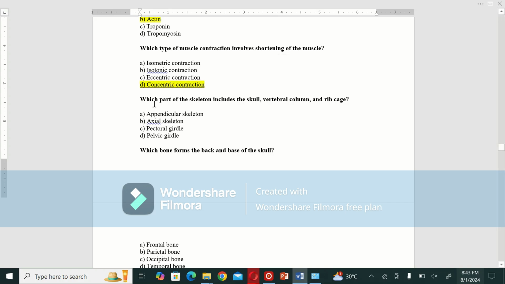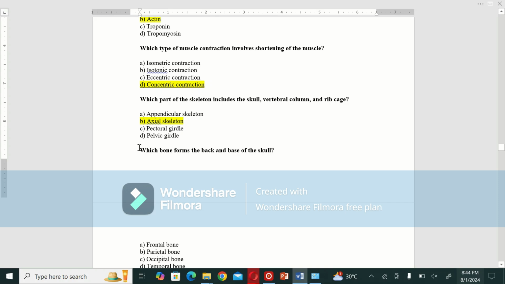The next MCQ is: which part of the skeleton includes the skull, vertebral column, and rib cage? A. Appendicular skeleton, B. Axial skeleton, C. Pectoral girdle, and D. Pelvic girdle. The correct option is B.